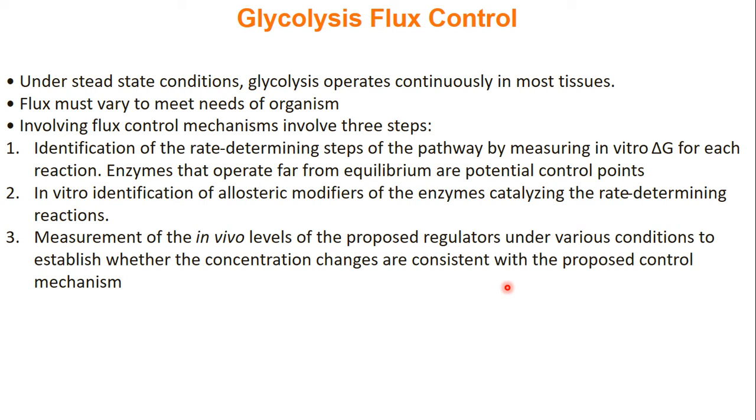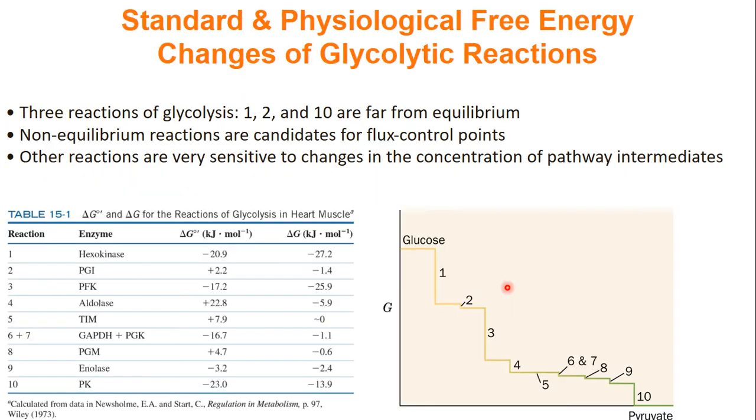So just to recap: 1, what reactions are far away from equilibrium? 2, what can change the rates of these enzymes? 3, if I change the rate, does the overall flux change? Do I speed up glycolysis or do I slow down glycolysis in the cell?